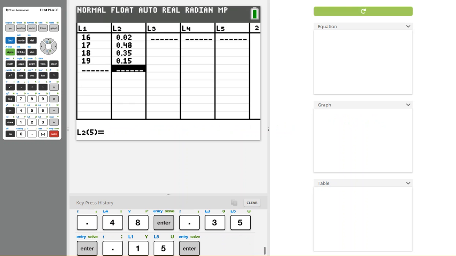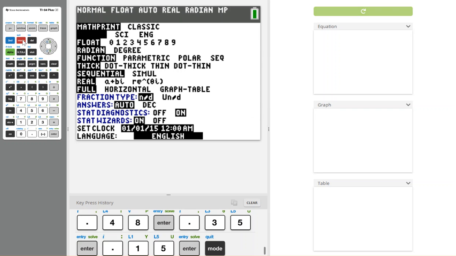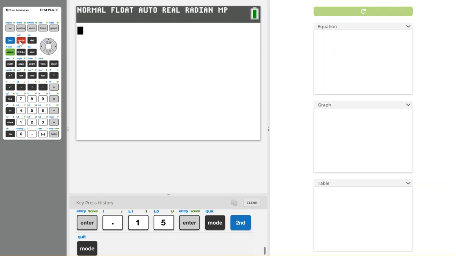So you've entered all your data into list 1, list 2. List 1 is the numbers my random variable takes on. List 2 is the probability that the random variable will take on those numbers. So now that I have this, you can leave your list function. I like hitting quit here.